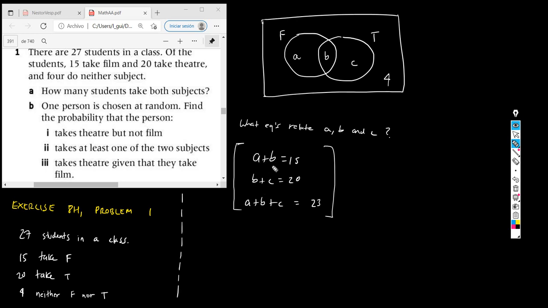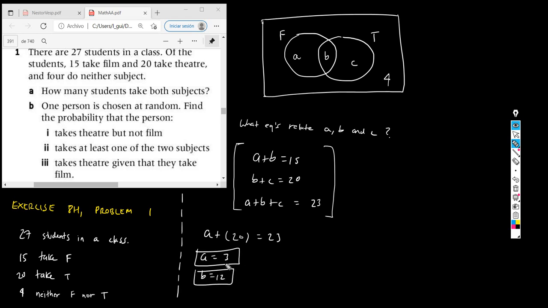Okay, for example, look, B plus C equals 20, and I have B plus C in here. So I can write A plus 20 equals 23. So that's it. You see, I already found that A equals 3. Period. It's very simple. And if this is 3, how much is B? B must be 12.